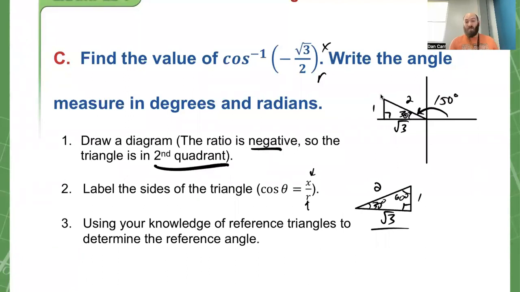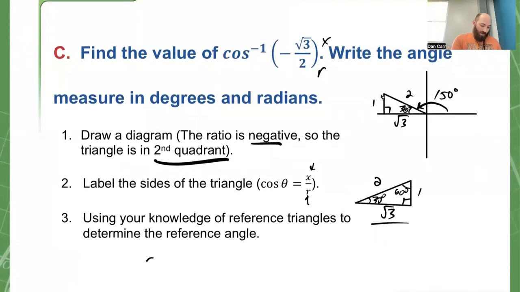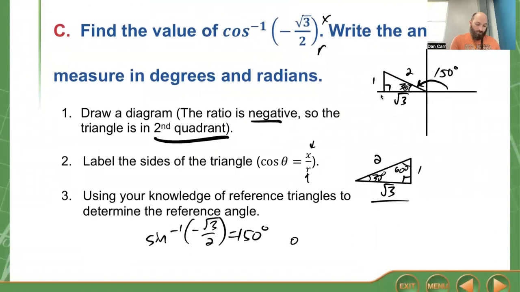So it's 150 degrees. That means that the inverse cosine of negative root 3 over 2 is equal to 150 degrees. And in terms of radians, it's going to be just short of 5. It should be 5 pi over 6. So just real quick, 150 over 180. Yes, 5 pi over 6. Okay.